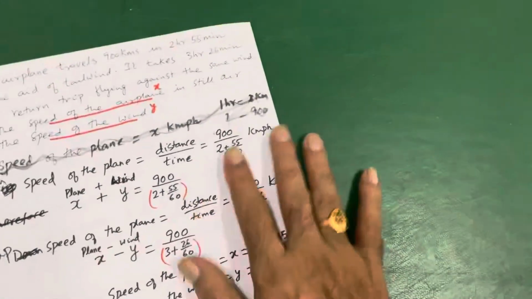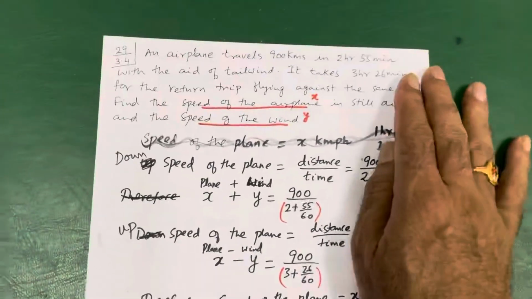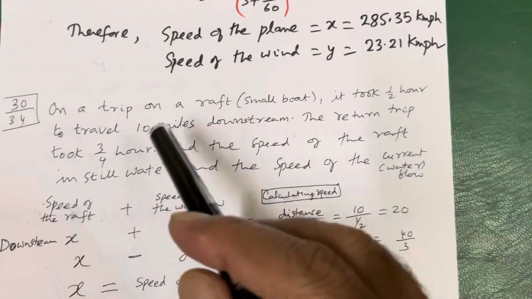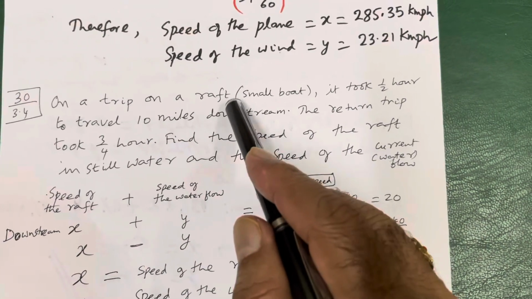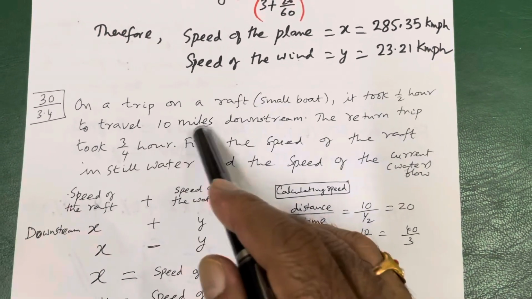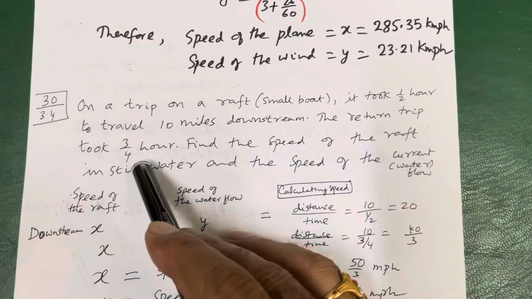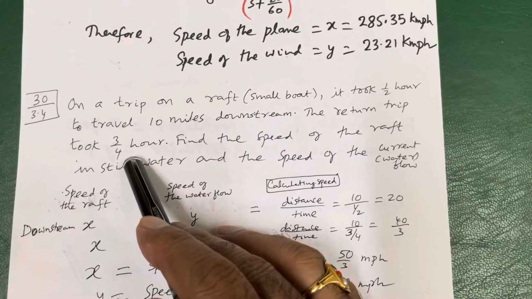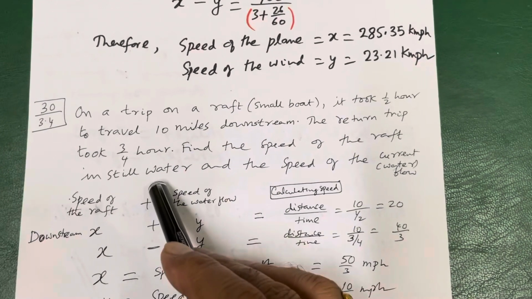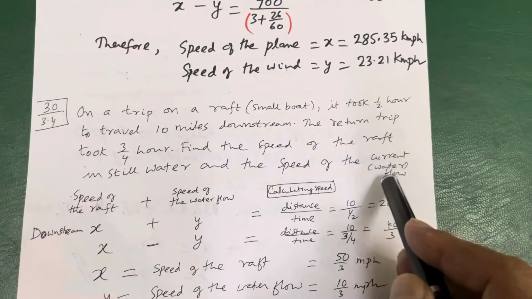The next question is here. Let us see this problem first. On a trip on a raft, which means a small boat in a river, it took half an hour to travel 10 miles downstream. The return trip took 3 by 4 hours. Find the speed of the raft in still water and the speed of the current.